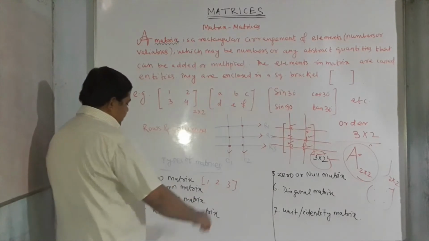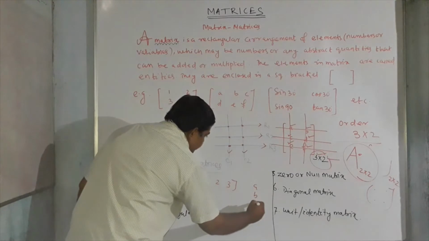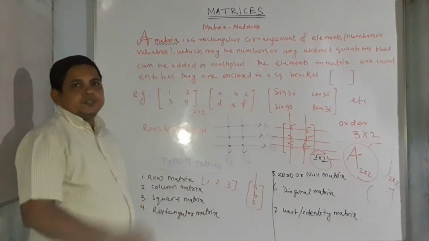Then after that, the column matrix. What does a column matrix mean? In a similar manner, you write here A, B, C. This one is a column matrix. How many columns? Only one column here.